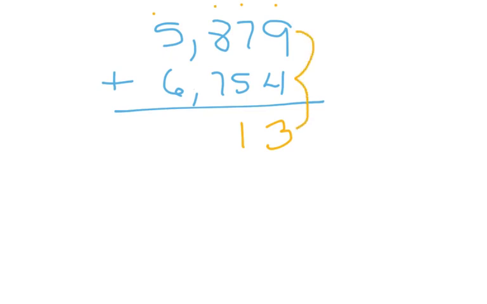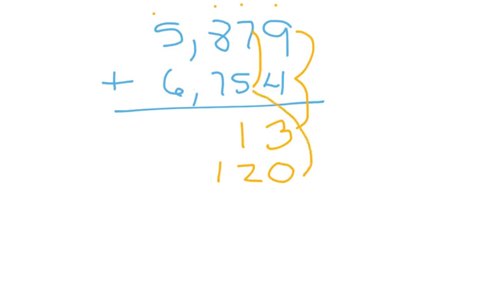Now I'm going to add 70 plus 50. Well, I know that 7 plus 5 is 12. So 70 plus 50 must be 120, right? Remember, friends, this is not a 7 and a 5. It's a 70 and a 50. The answer is 120. So see how I did that?